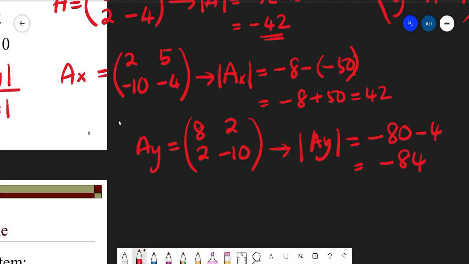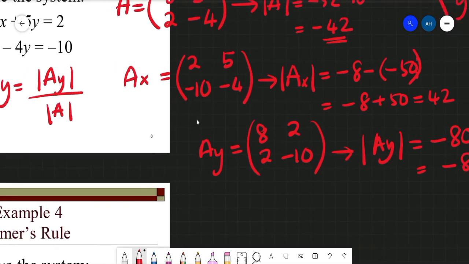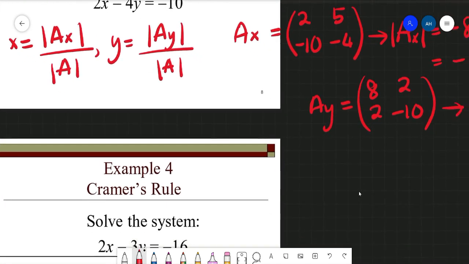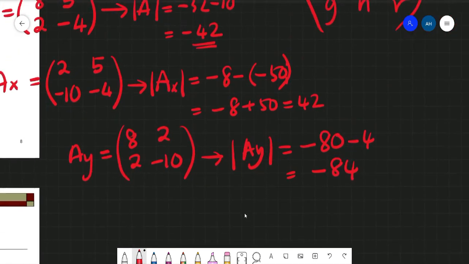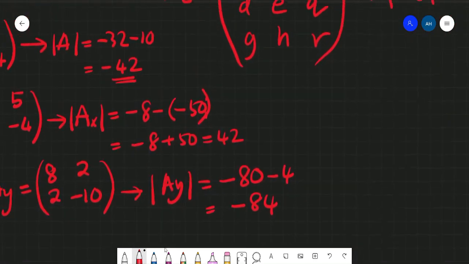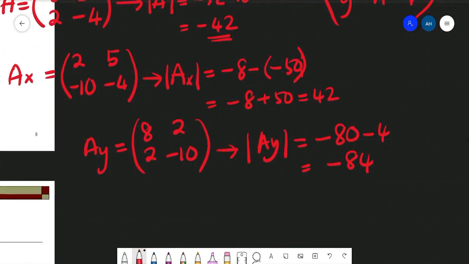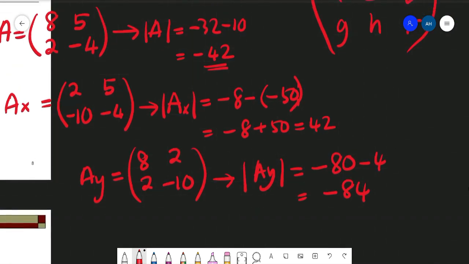Okay, so we already completed finding the determinant of these three matrices. We are ready to substitute the value for these determinants in this formula. To find the value for x, we want to write down x equal to the determinant of Ax divided by the determinant of A.